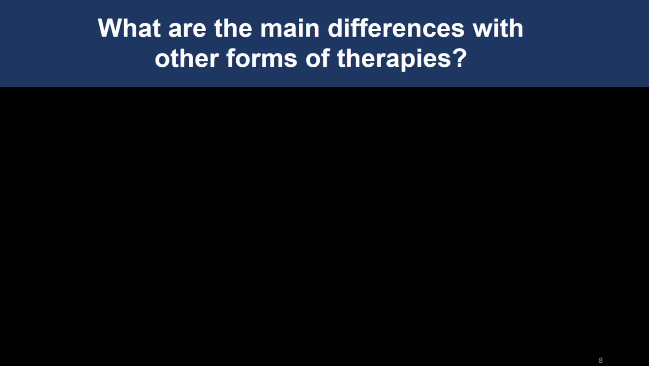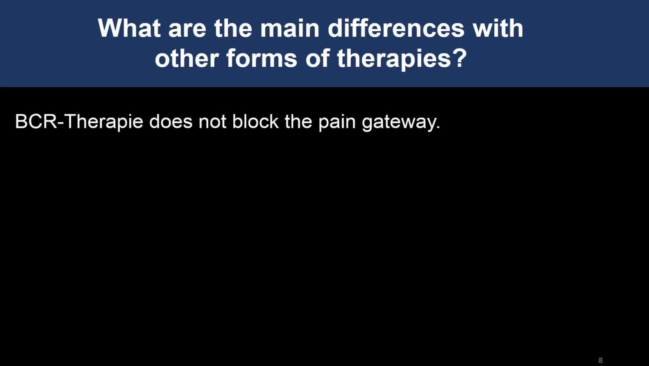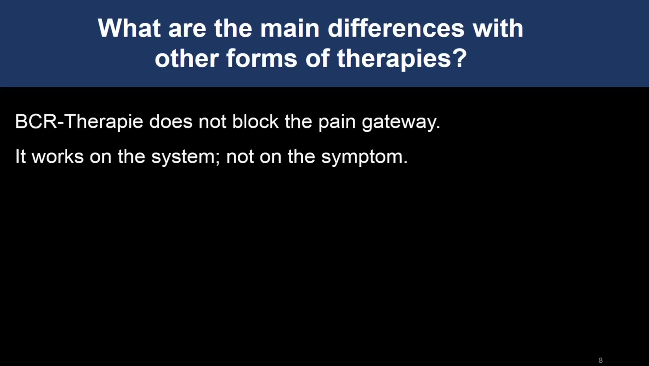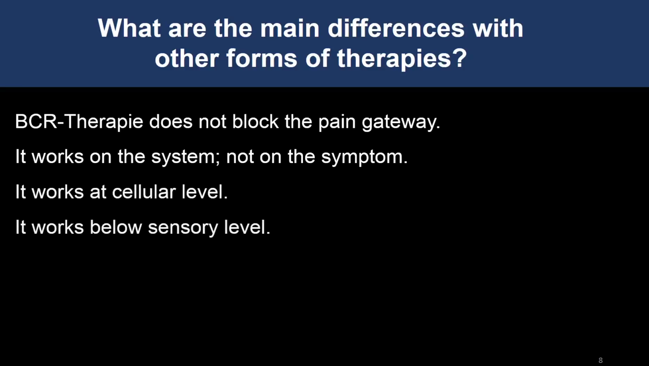So what are the main differences with other forms of therapies? BCR therapy does not block the pain gateway. It works on the system and not on the symptom. It works at the cellular level. It works below sensory level. You don't feel it, but it's still working. It gives no physical stimulation. There are some other modalities that give physical stimulation, and you get some metabolic changes through that physical stimulation, but BCR therapy gives no physical stimulation. It works directly at the cellular level.